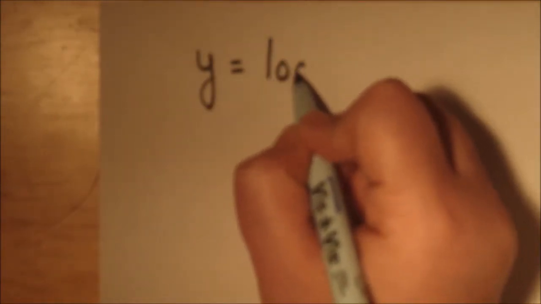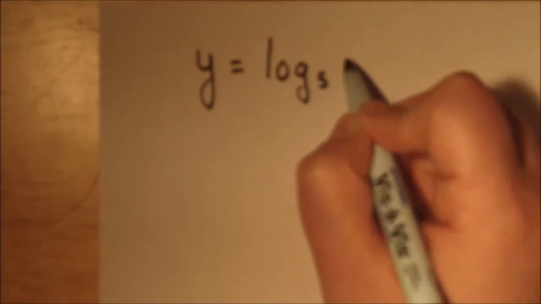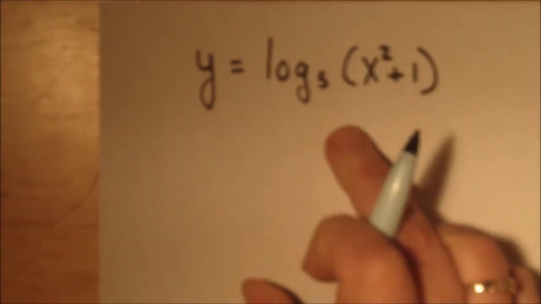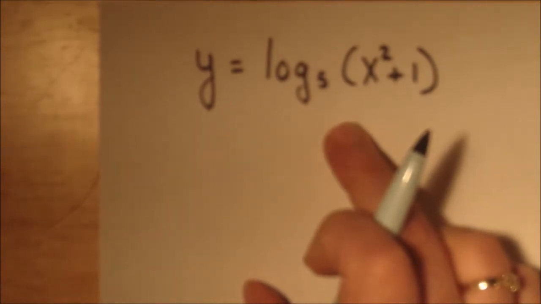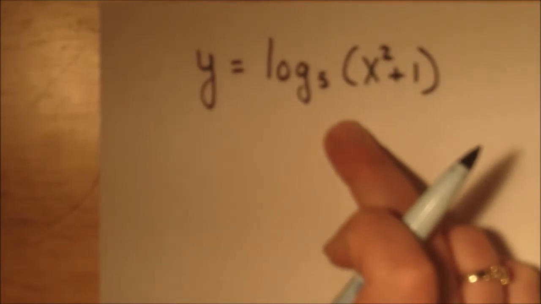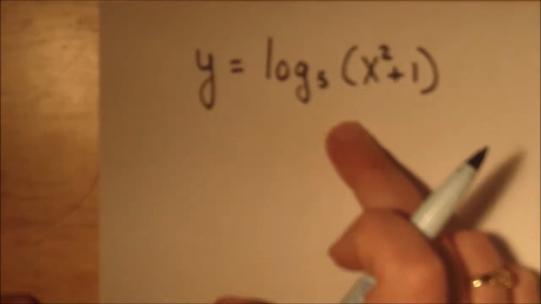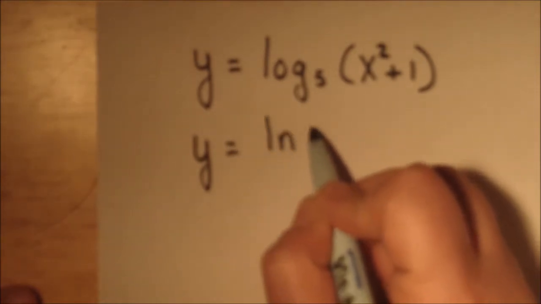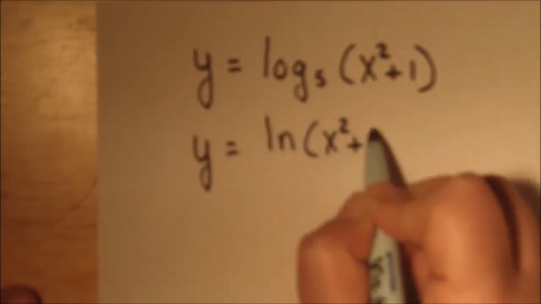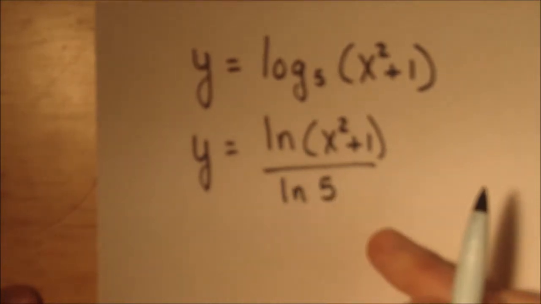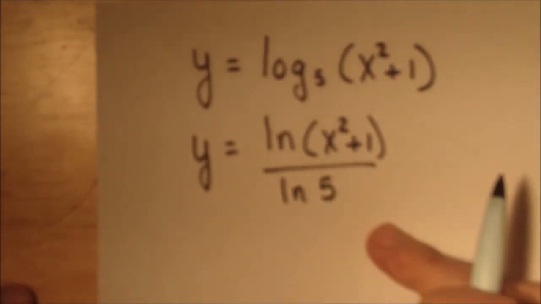All right, y equals log to the base 5 of x squared plus 1. I know a rule for finding derivatives of natural log, so why don't I write this in terms of natural log? When I do that, I get natural log of x squared plus 1 over natural log of 5. So now I'm ready to take the derivative.